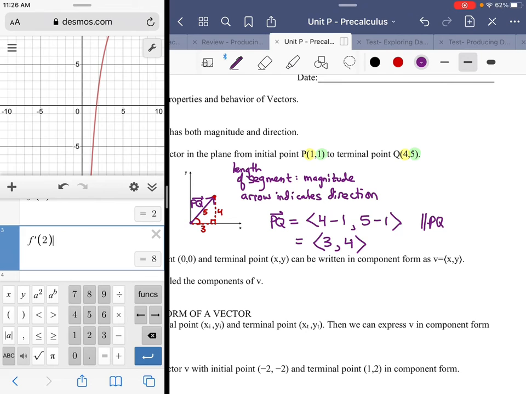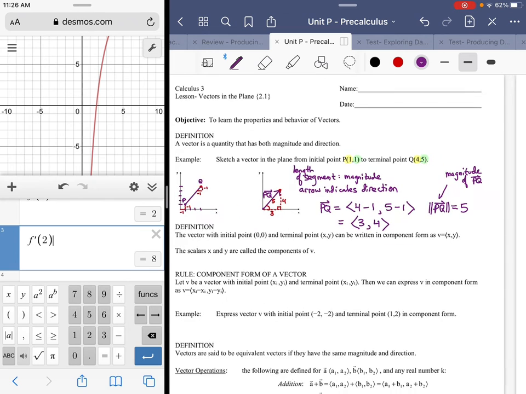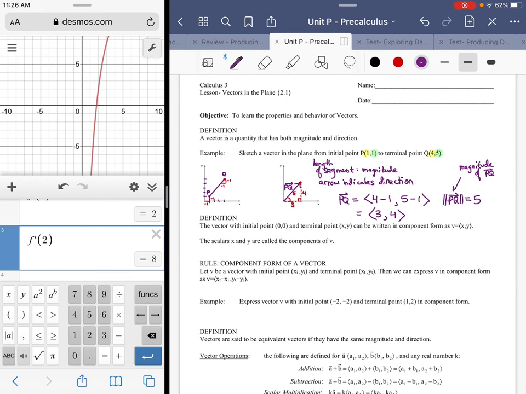And just so, you know, I'm stealing my own thunder a little bit, but this notation here, the double absolute value, that represents magnitude. So in this case, it would be 5. All right, so you're just using the Pythagorean theorem. So this means the magnitude of vector PQ.